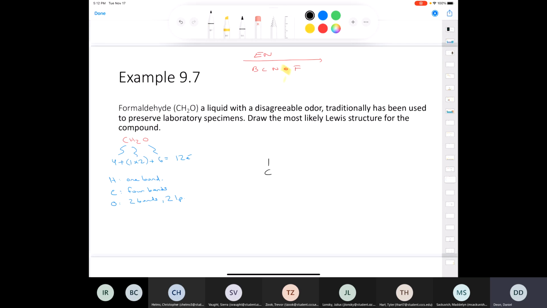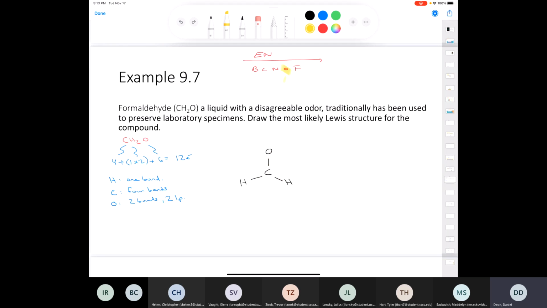So if we start putting a bond to carbon and then to oxygen, and then only 1 bond to each hydrogen, how many electrons have I used up so far? I've used up 1, 2, 3, 4, 5, 6, a pair in each bond. That means I've got 6 electrons to go. Where am I going to put those electrons? We can see that the carbon doesn't have an octet and the oxygen doesn't have an octet. The oxygen is surrounded by 2 electrons, so it needs 6 more to complete its octet. The carbon is surrounded by 6 electrons, so it needs 2 more to complete its octet.